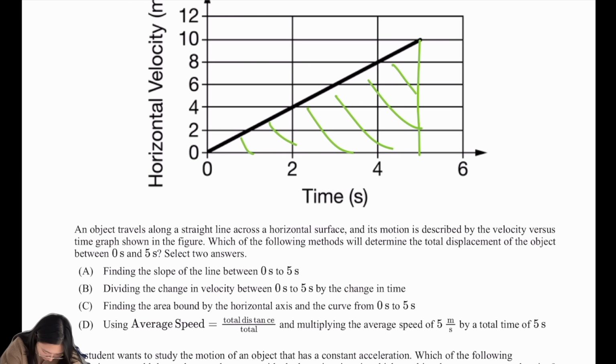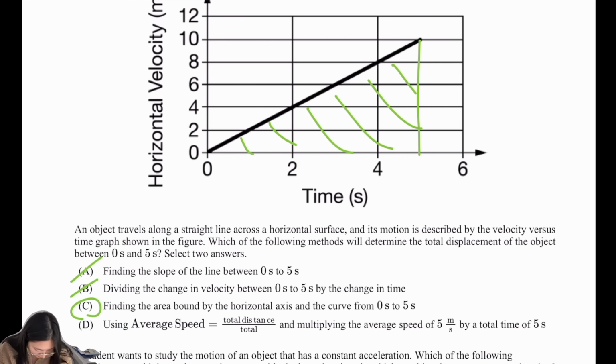So that is, okay, A, finding a slope, that's not right. B, dividing the change in the velocity by the change in time. No, that's acceleration. C, finding the area bound by the horizontal axis and the curve from 0 to 5 seconds. So C is the right answer.